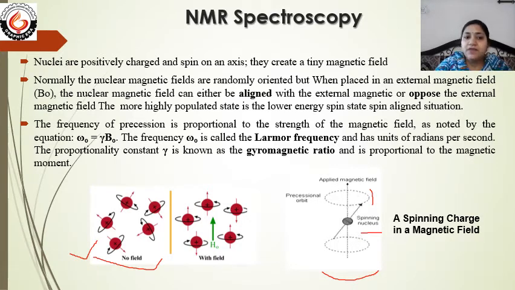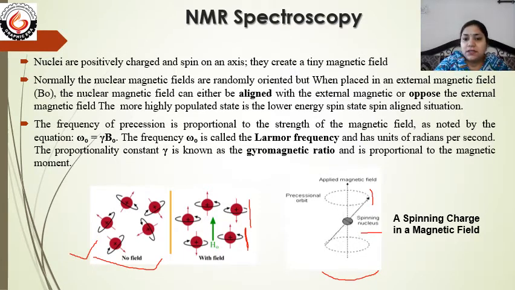But as we apply an external magnetic field, either the nucleus aligns itself with the external magnetic field, as in this case, or it opposes the magnetic field, as in the case where the arrow is downward. So without the magnetic field, it can orient in any direction, but after applying a magnetic field, either it aligns with the magnetic field or it opposes it. The frequency of precession is proportional to the strength of the magnetic field.